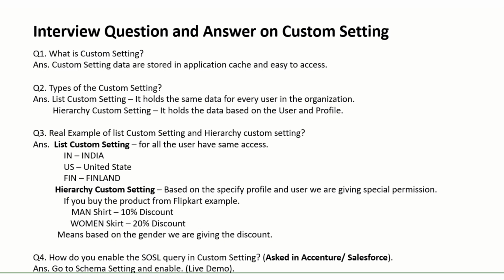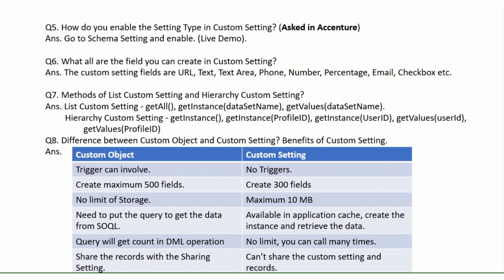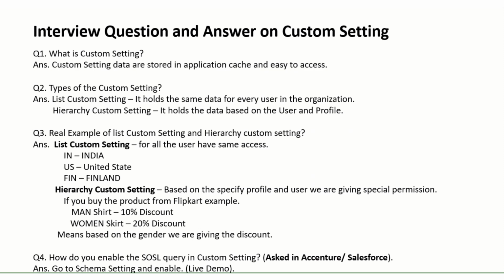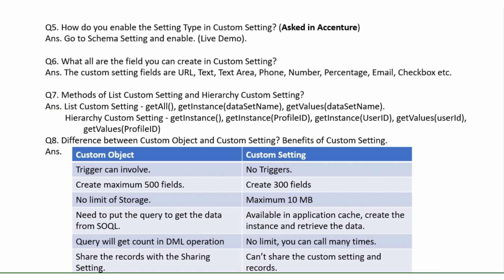So I will show you the demo after this for the fourth question and for the fifth question, right? For this we need to go to schema setting and we need to enable it. This is also asked in Accenture. So the previous one, if you will see, is SOQL query, and the second one is a setting type.